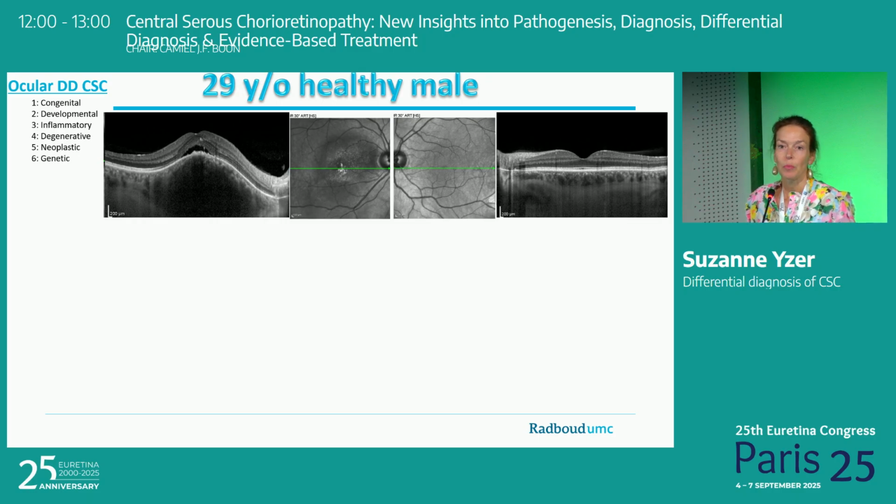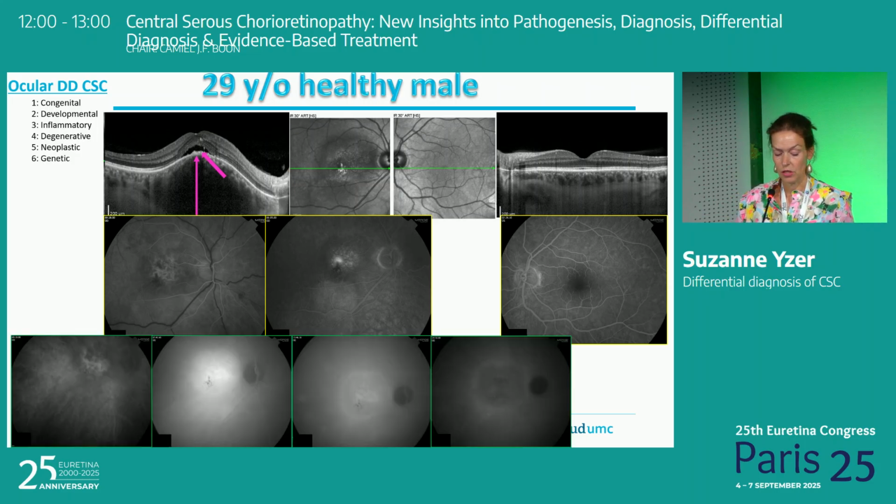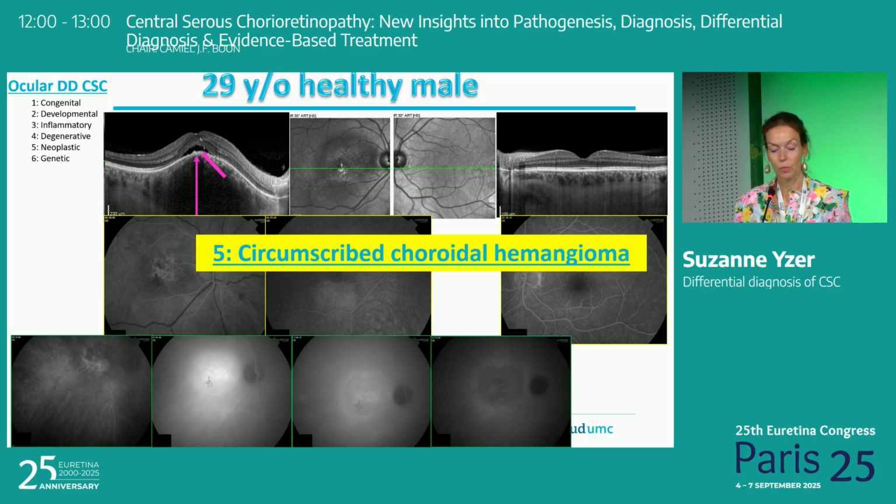The next case, a 29-year-old healthy male. He was also referred because of central serous choroidopathy, and indeed there is subretinal fluid and an abnormal thick choroid. Here's the FA, and I think the FA may actually be compatible with central serous choroidopathy, but if you look at the ICGA, you see the washout in the late phase. And this is circumscribed choroidal hemangioma.